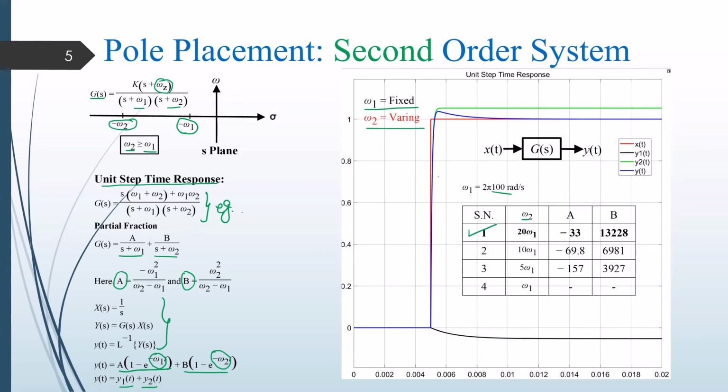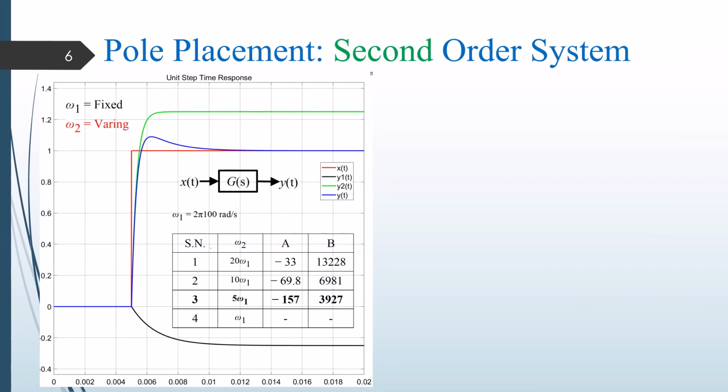You can clearly see that the output response due to this omega 2 eigenvalue is quicker when compared to the eigenvalue omega 1. And this we can understand from this relation which we saw earlier. So our tau is inversely proportional to the real component of the eigenvalue. And since omega 2 is greater than omega 1, our tau 2 will be less than tau 1. And hence we get the output response quicker for the frequency omega 2 compared to the omega 1.